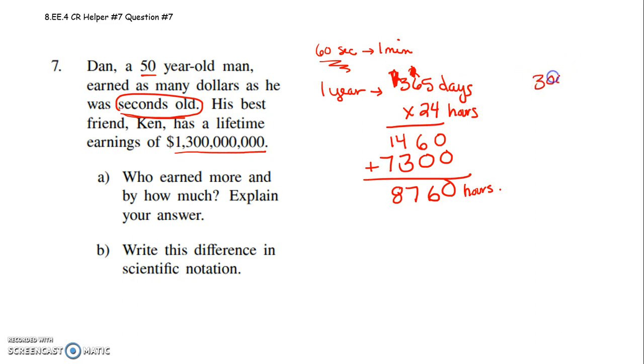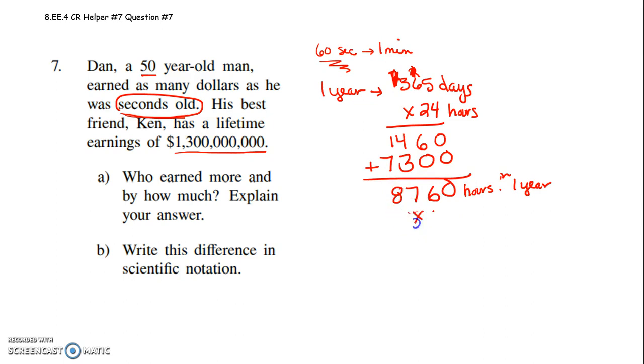Let me just do 300 times 20 just to make sure I didn't make a mistake. I'm just now estimating. Okay. I was just double checking. So it looks to me like there's 8,760 hours in 1 year. I feel like there should be more than that, but oh well. So now let's convert that to minutes.